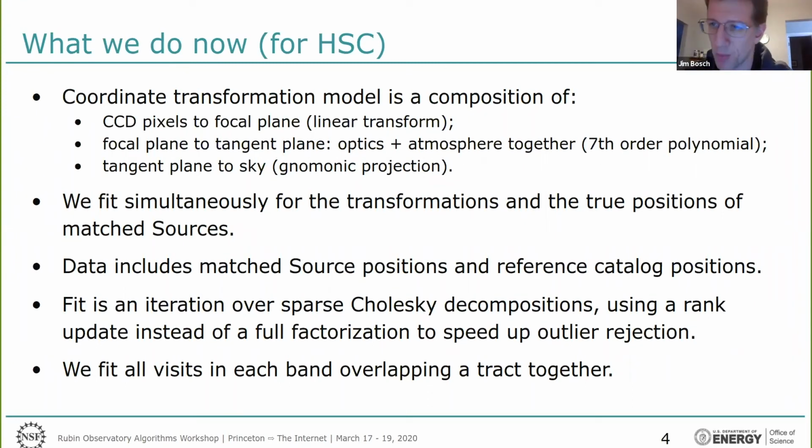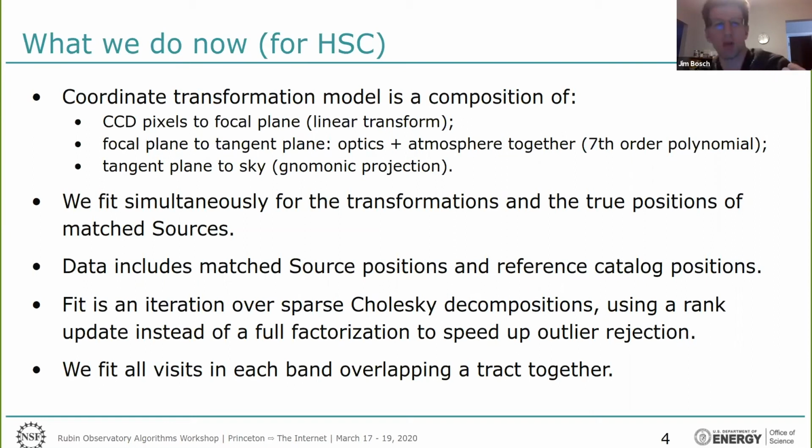Gary described a much more sophisticated one. Ours is quite simple right now, in which we simply compose a transform from CCD pixels to focal plane, and that's just a linear transform, and then a polynomial transform from focal plane to tangent plane. And that's intended to include both the optics and the atmosphere, which the way we're doing it are essentially totally degenerate. And then there's actually a tangent plane to sky projection as well, but that's fixed by the boresight.